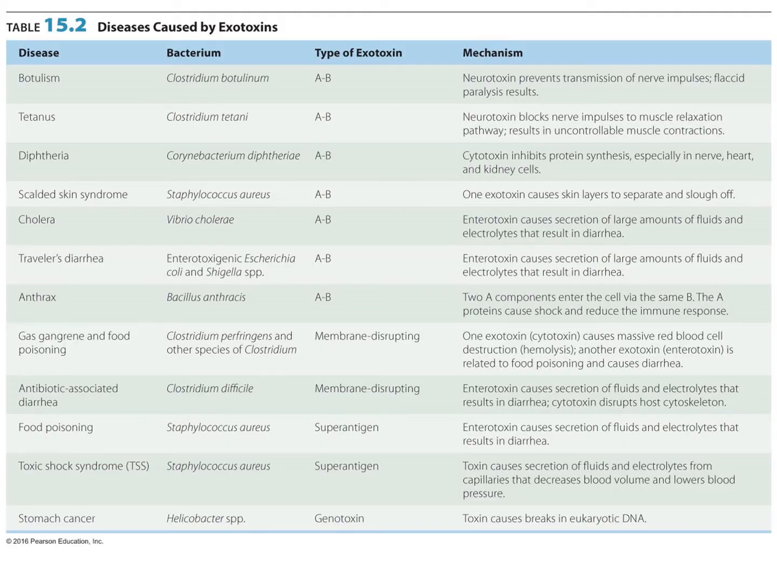This is a table from your book that goes through different diseases caused by exotoxins. It gives you the disease name, the bacterium, and then the type of exotoxin. So quite a few of these exotoxins are AB toxins, a couple are membrane disrupting toxins, and then super antigens. I'm going to go through and talk about these 3 subtypes and basically explain what they do.